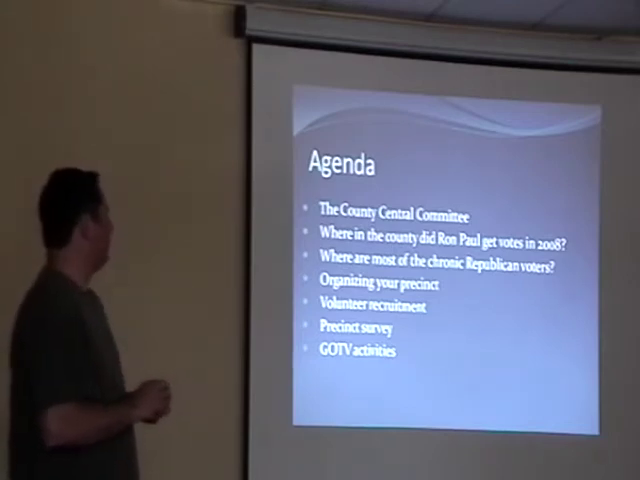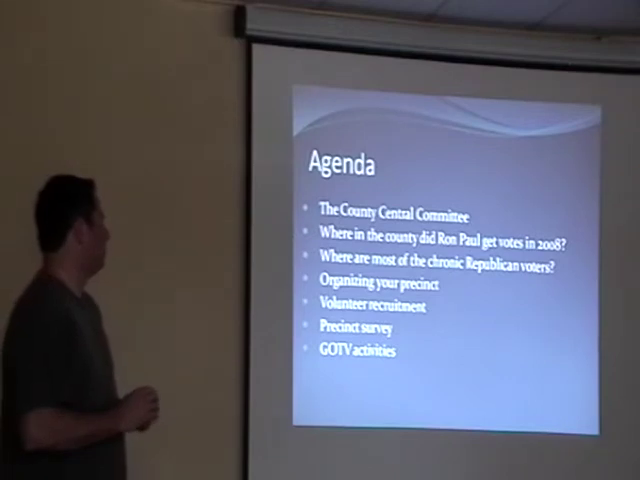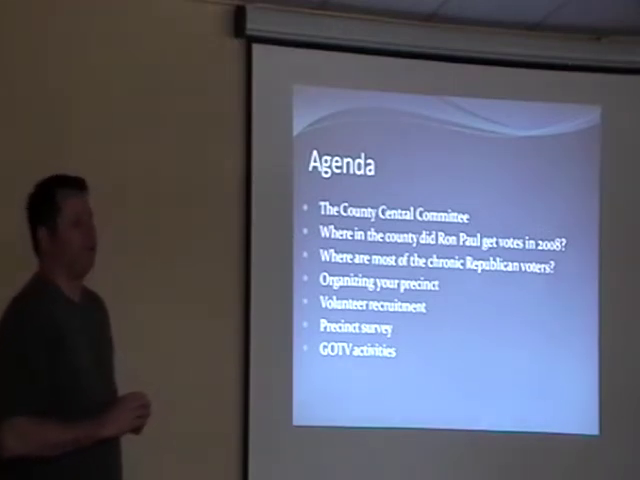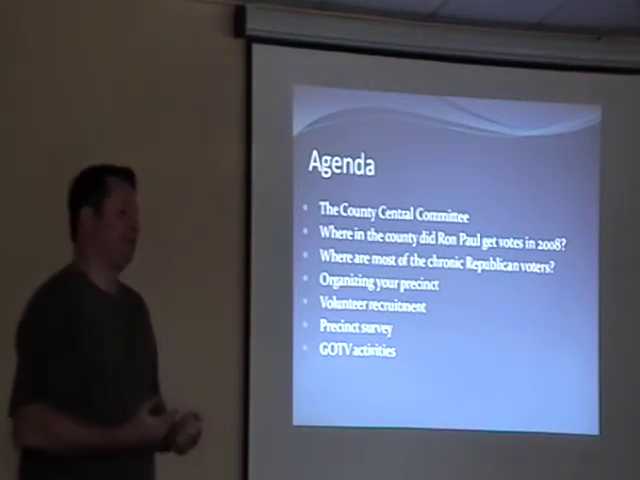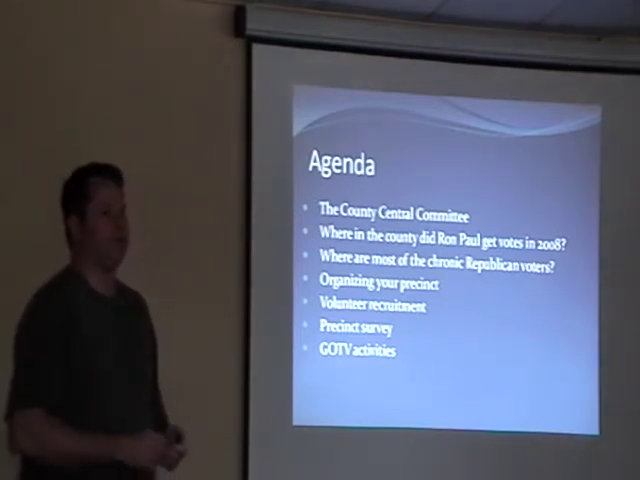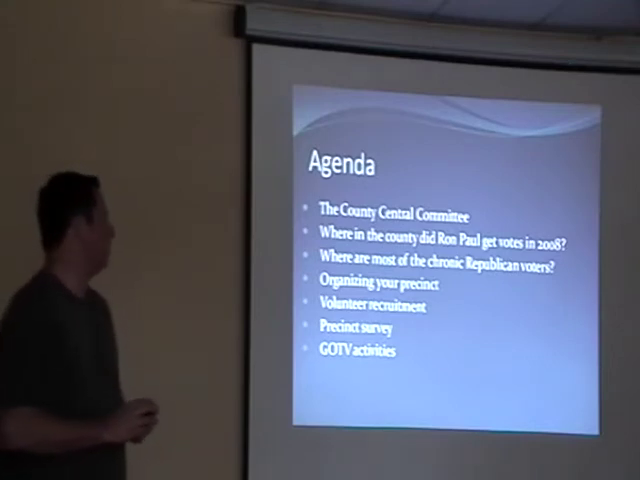Then we'll look at where in the county Ron Paul got votes in 2008, and where the most chronic Republican voters are. By chronic Republican voters, I mean the people who every single time there's a ballot are out voting. You can count on them to show up at the polls or vote by absentee ballot. So it's key to focus on the chronic Republican voters. We'll see where those are throughout the county.